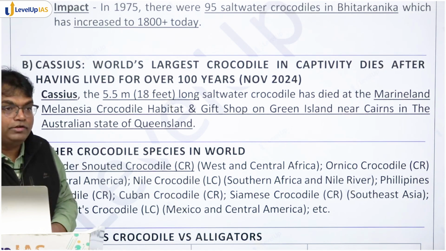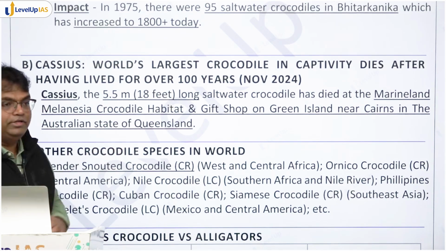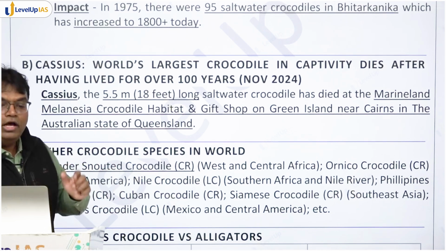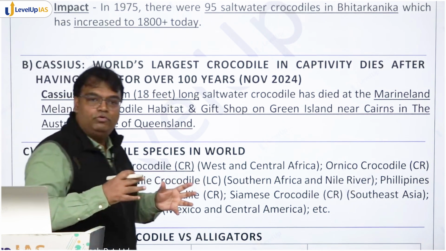After having lived for 100 years, this was the largest crocodile, a saltwater crocodile. It was in captivity and had been living for the last 100 years. Where? In Queensland, Australia. When it died, it was in the news. So this saltwater crocodile, Cassius, was in the news recently, and it can be asked in Prelims.